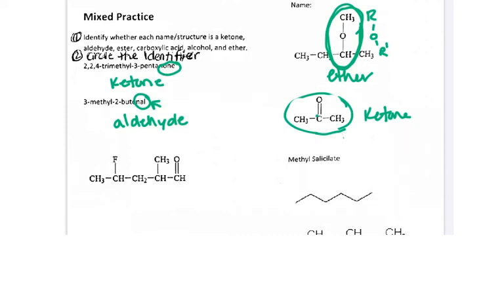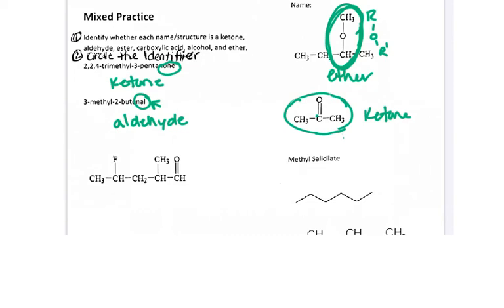You might sometimes be circling the entire molecule. You might sometimes be circling part of it. If it's a name, you should always be circling really the ending, because the ending, the very last part of the name, is going to tell you what type it is.